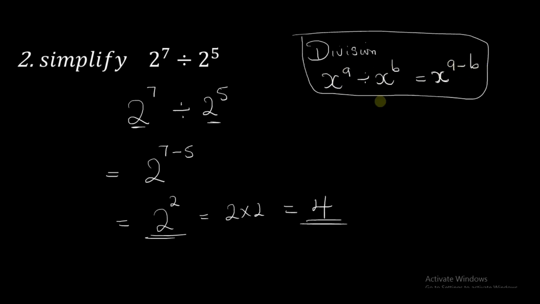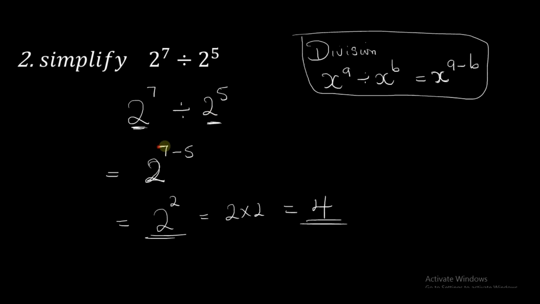So if we apply this same law here, we have 2 raised to the power of 7 divided by 2 raised to the power of 5. For the fact that the root number here is 2 and the root number here is 2, it shows that the root numbers in both index numbers are the same. Because they are the same, you take one of them, and that is what we've written here too, and then subtract the powers.